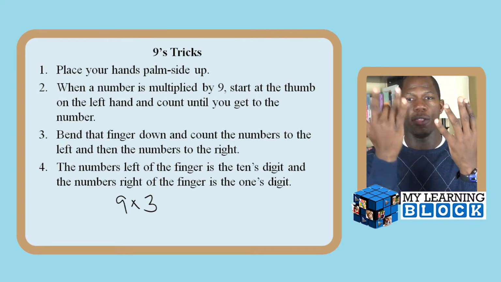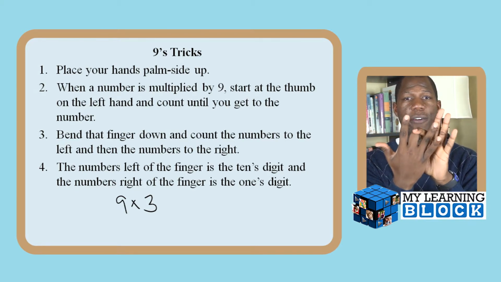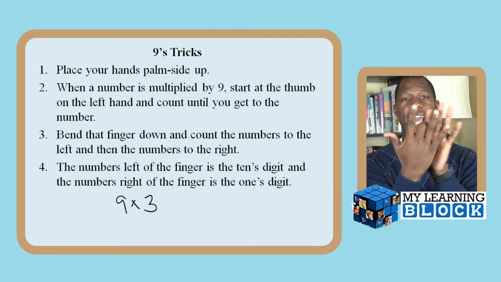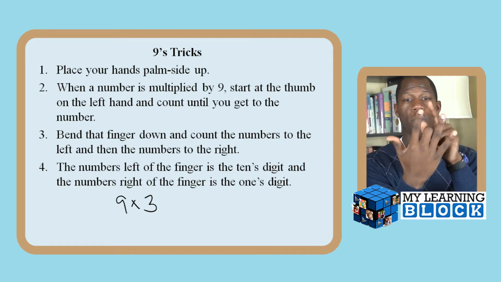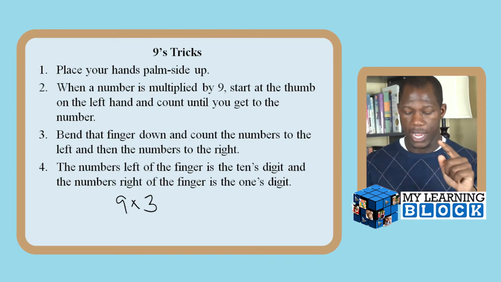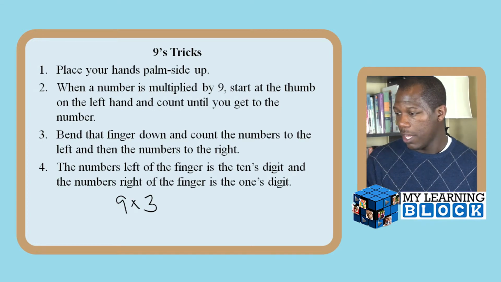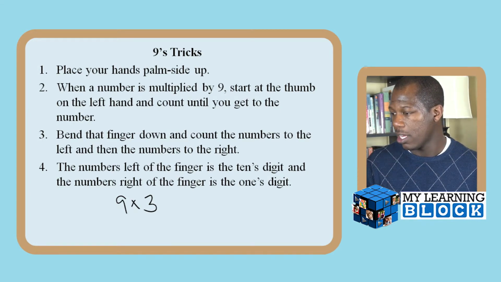1, 2, 3. I'm going to keep that 3rd finger down, and I'm going to first count the fingers I have to my left, or to your left, which is 1, 2, right? So in the tens place is going to be a 2. And I'm just putting it underneath.